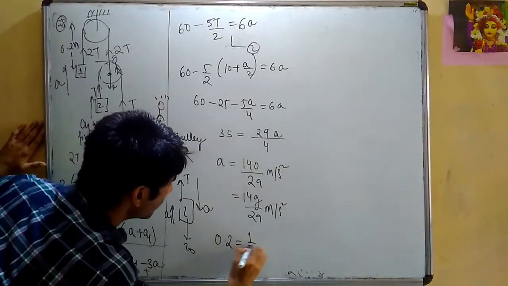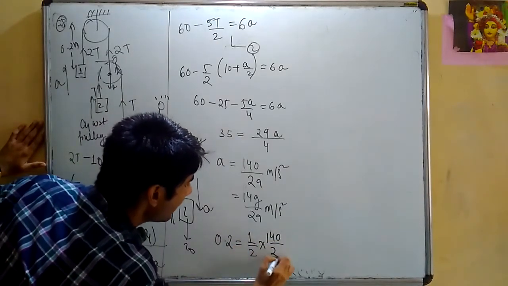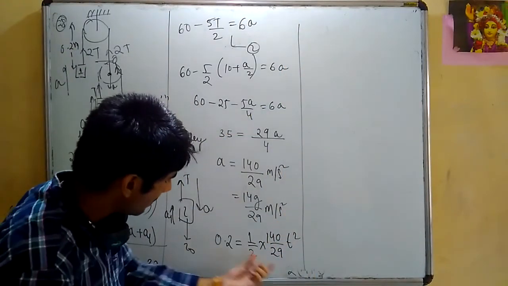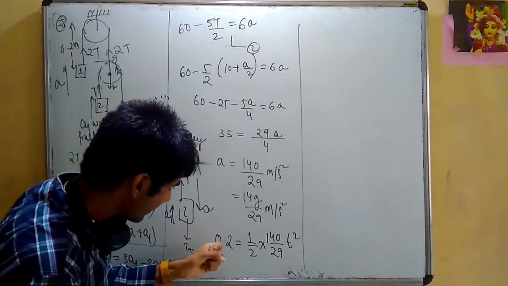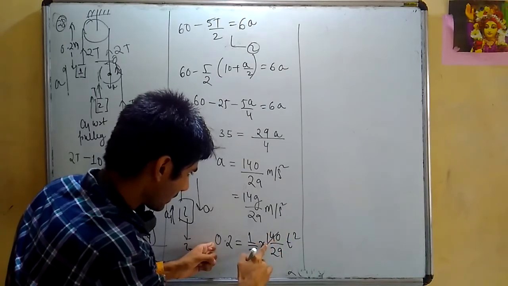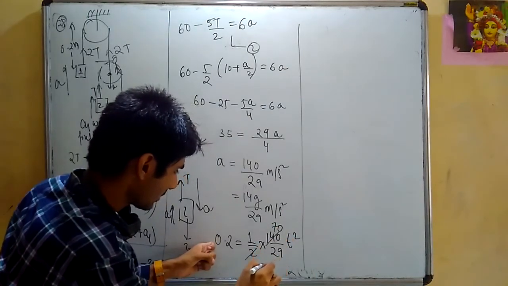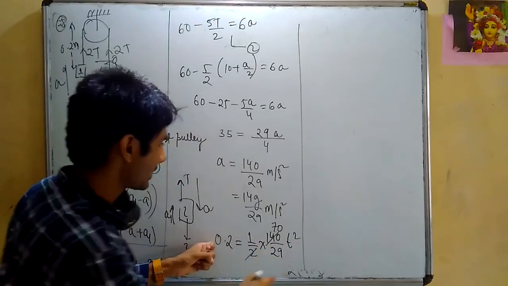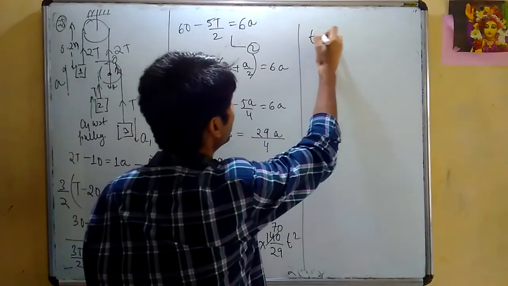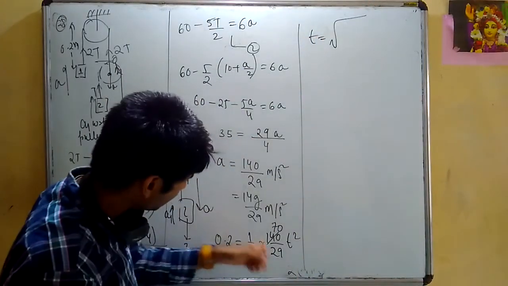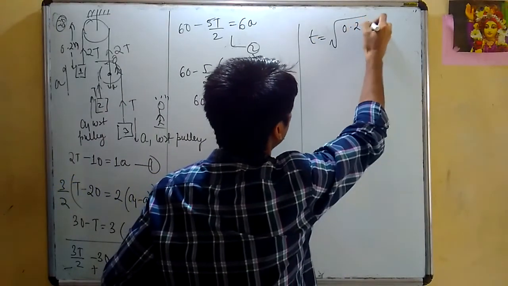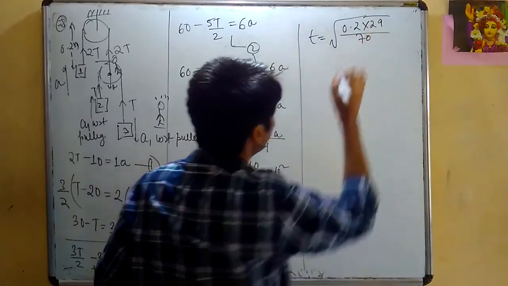See, S equals to ut plus half a t square. I have to find out the time from there. So what is the time? Let us put these things here. So this is 0. This is how much? This is 70, right? Okay, this is 70. So I have root under 0.2 into 29 by 70. So t is root under 0.2 into 29 by 70.